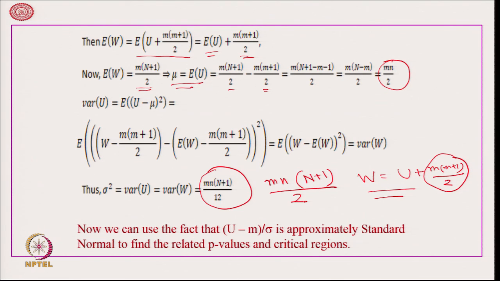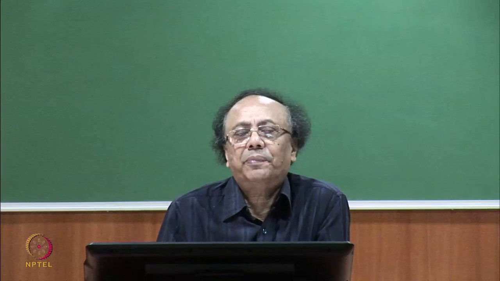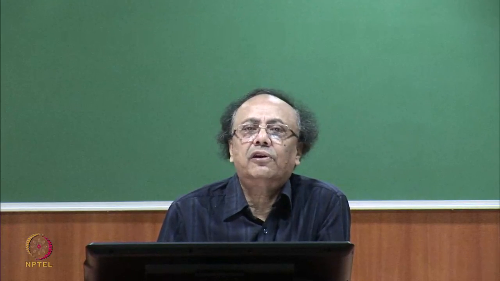Therefore, we can use the fact that U minus mu divided by sigma is approximately standard normal to find the related p values and critical regions. Okay, friends, I stop here today. So, in this class we have studied two important non-parametric tests, namely the Wilcoxon rank sum test and the Mann-Whitney test. These are used for testing the equality of the central location of two different populations.